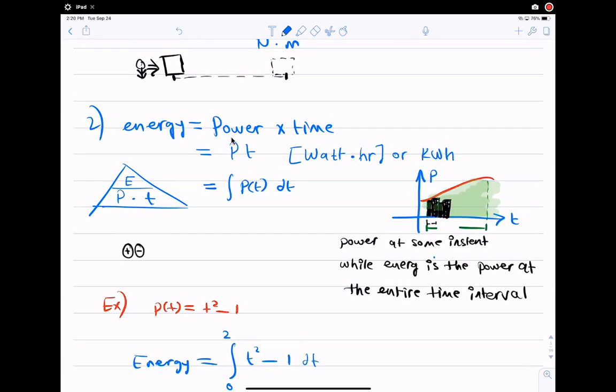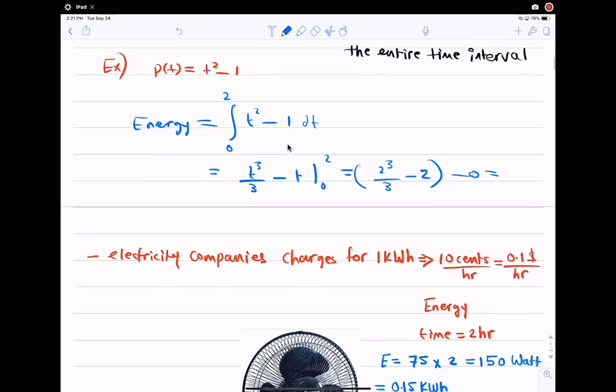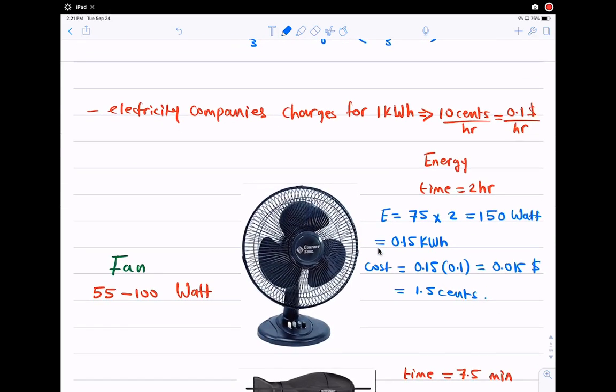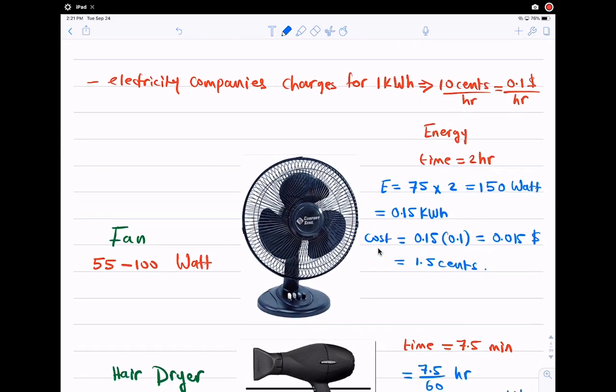Okay, now let's move from the power concept to energy. The energy is actually how expensive those machines are given the time they were used. So the time would affect the energy. Energy is what you pay in the electrical bill. Let's think of electricity companies. They charge for each 1 kilowatt hour, which is the unit of energy, 10 cents.